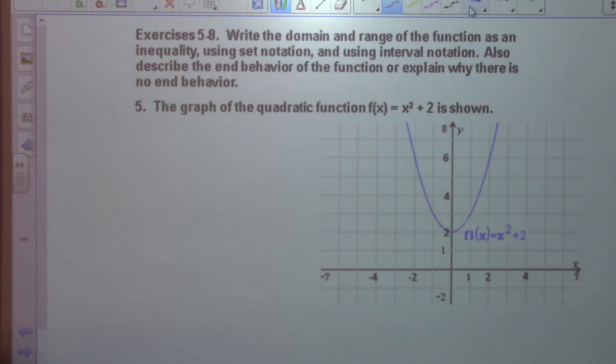And so the first thing we're going to do is put domain and range. So domain, what's going to be our domain of this function here? What do you think? What's our domain of this function?